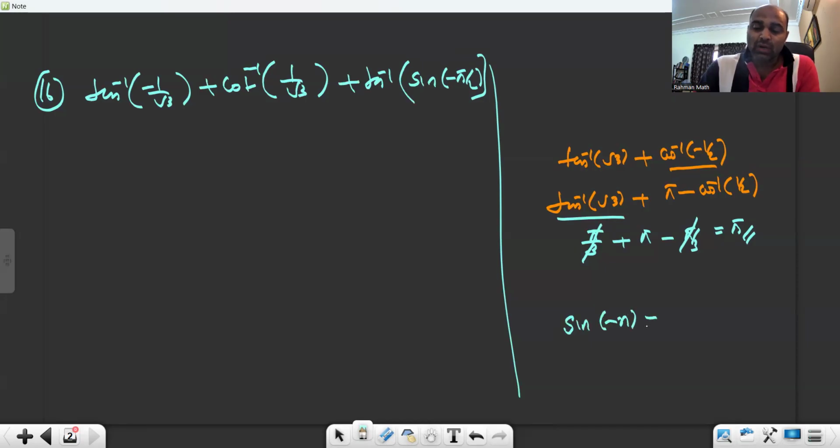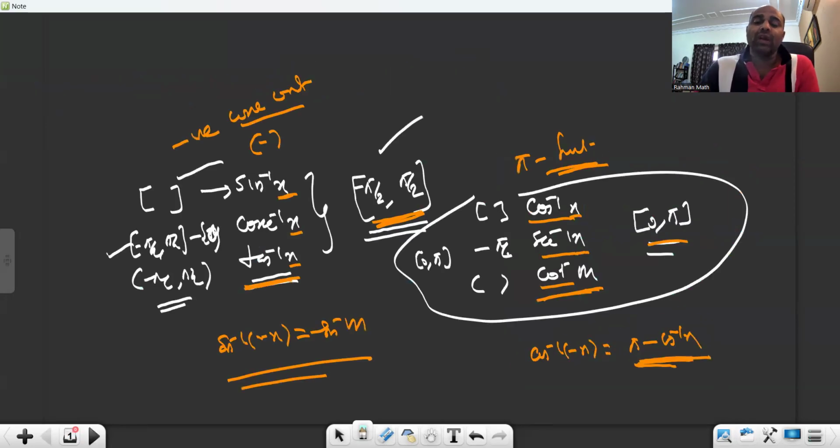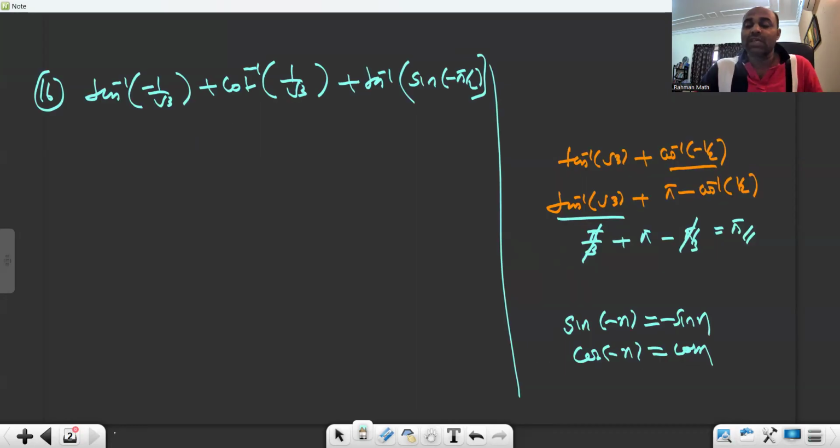Sine of minus x is what? Minus sine x. But cos of minus x is what? Cos x. It is a trigonometry function, not an inverse trigonometry function. In inverse trigonometry, pi minus comes. Sine minus x is minus sine x. Cos minus x, cos is an even function. For cos and sec the negative sign will be eliminated. But for inverse trigonometric functions, don't forget, pi minus will come. That is the 11th standard result.